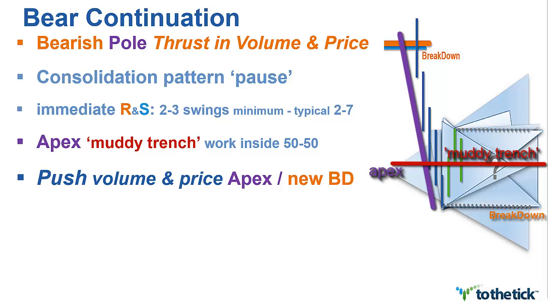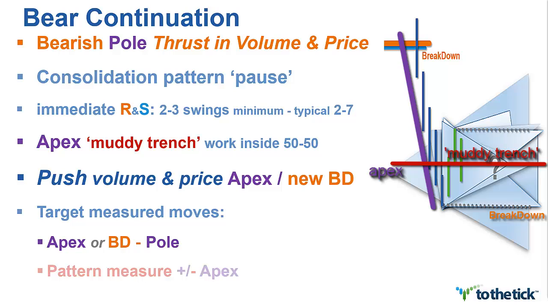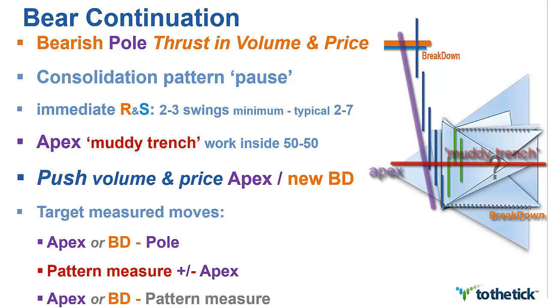We hope that it happens coming from the apex and/or again coming from the breakdown, maybe even get 2 chances there. And our target measured moves, we've been through these, but we're going to add them to and from either the apex or the breakdown. Pole measurement number 1, inside pattern measurement number 2, and number 3, the larger picture pattern measure.